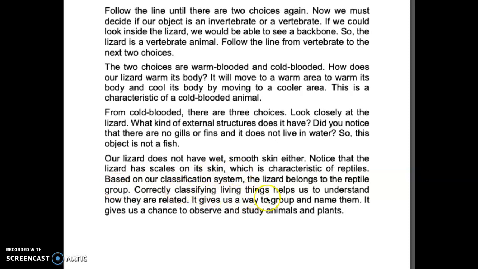Correctly classifying living things helps us to understand how they are related. It gives us a way to group and name them. It gives us a chance to observe and study animals and plants.